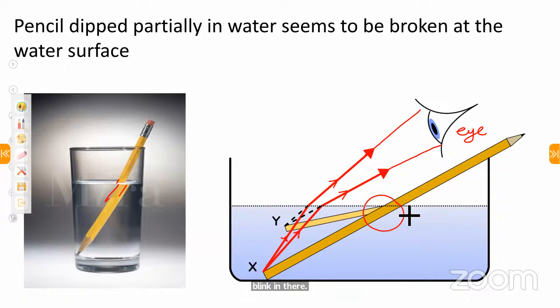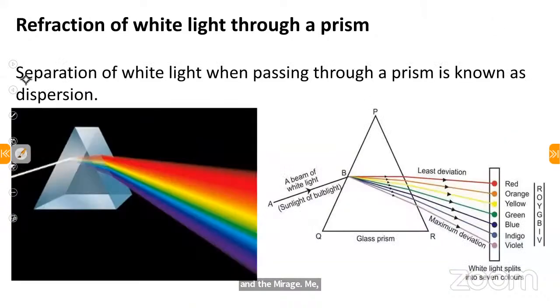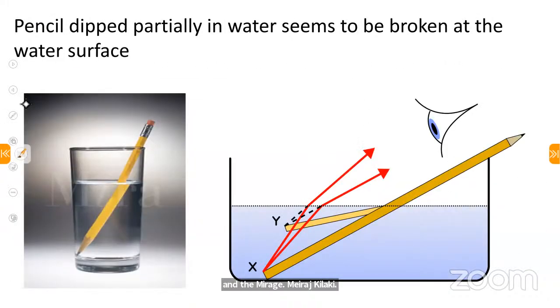Another two phenomena related with refraction: rainbow and the mirage. Mirage means, what do you call that?